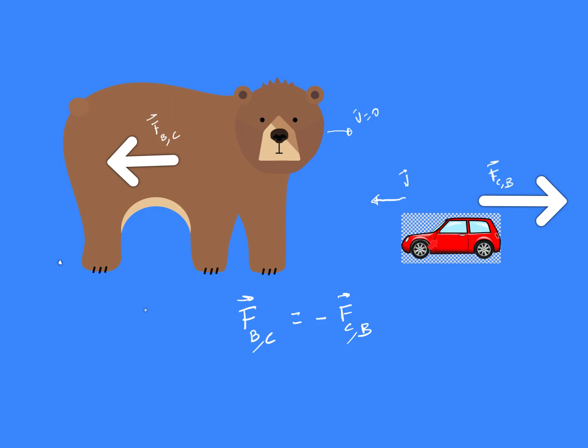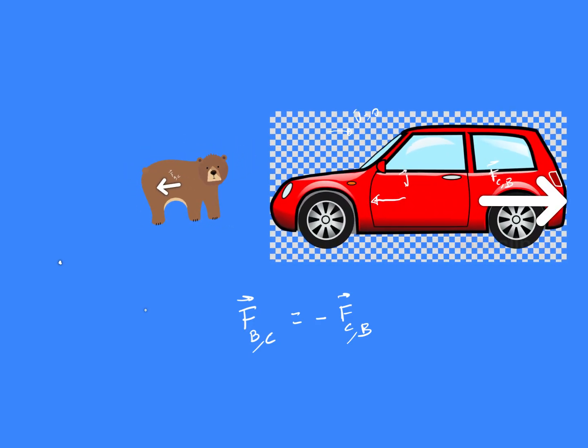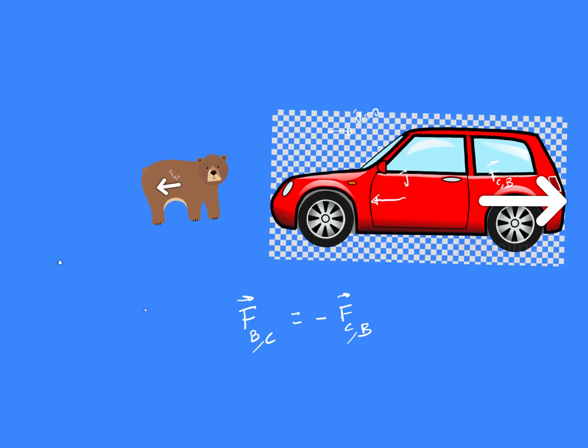If you have a collision between the car and this big bear, let's say a small car and a big bear, the forces acting, one will be in this direction, the other one will be in the opposite direction. If you make the bear very small and the car very big, the forces will not change. This force will be in this direction, and this other force will be in the same direction.